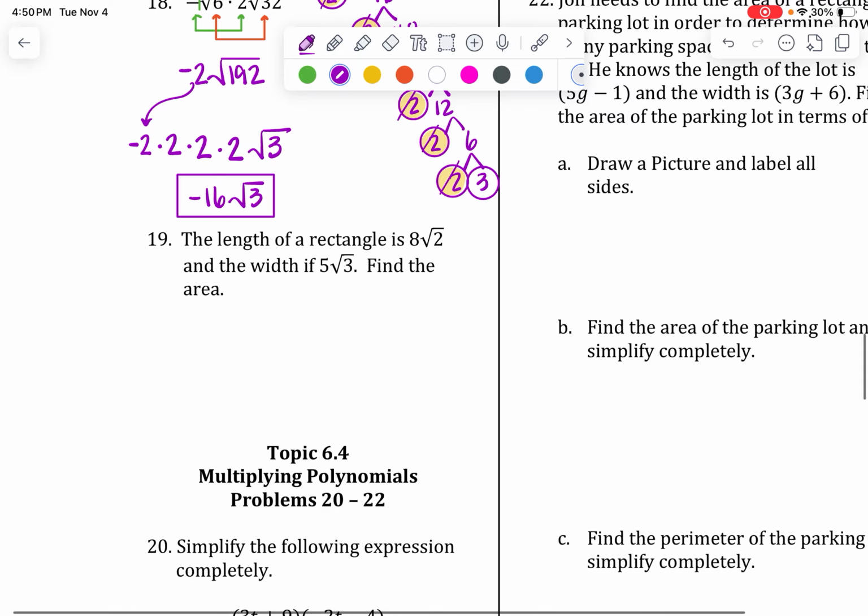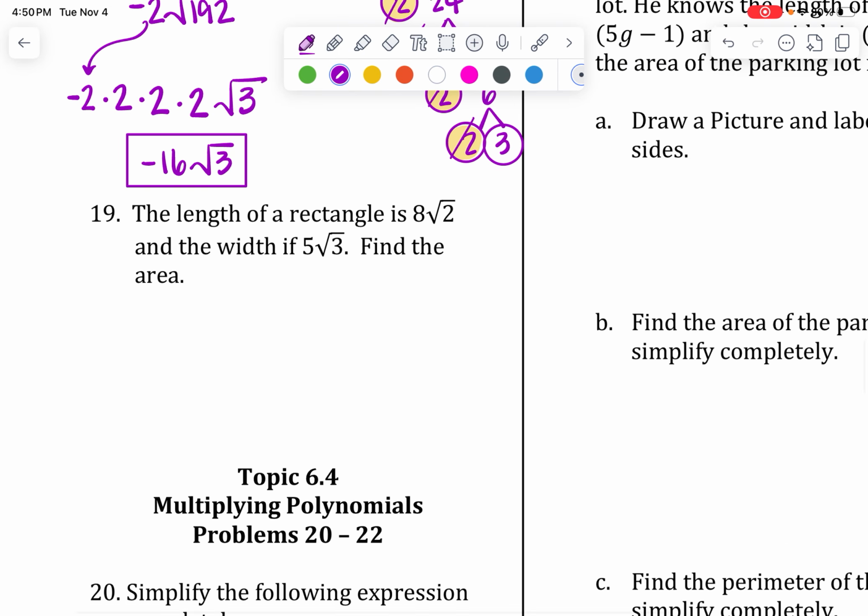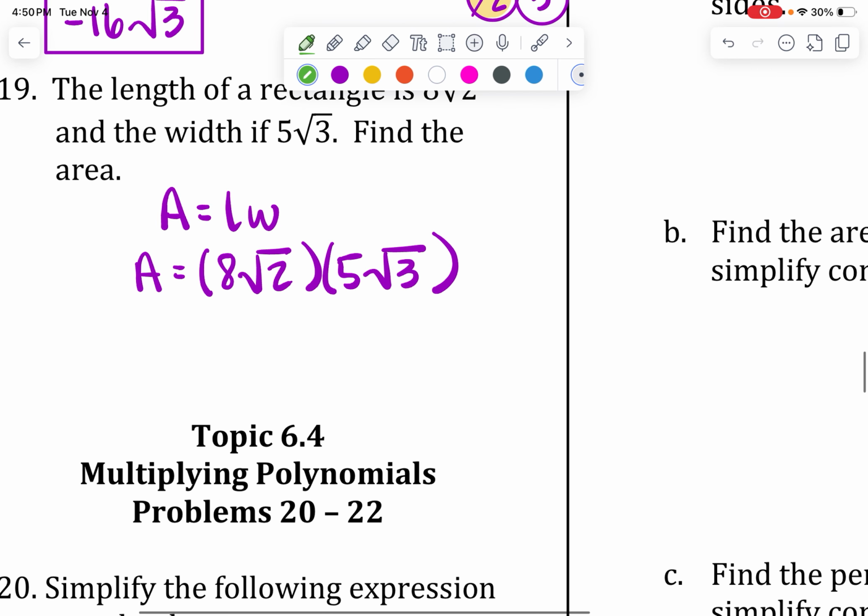Okay, number 19. The length of a rectangle is 8 root 2 and the width is 5 root 3. Find the area. Well, that's a pretty easy problem because we know area is just length times width. So all they're asking us to do is multiply 8 root 2 times 5 root 3, which is literally the exact same question we've just been doing the last couple rounds, where we have numbers on the outside that we multiply and numbers on the inside that we can multiply.